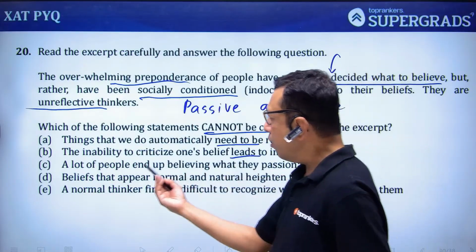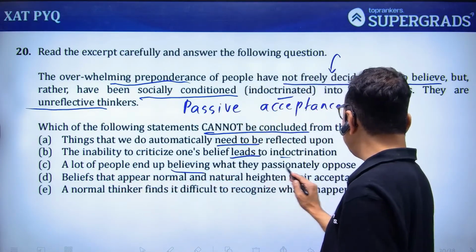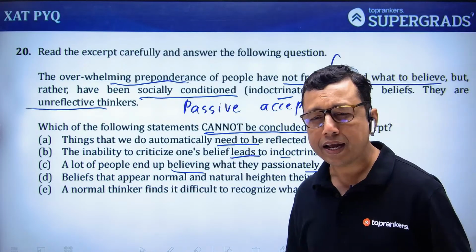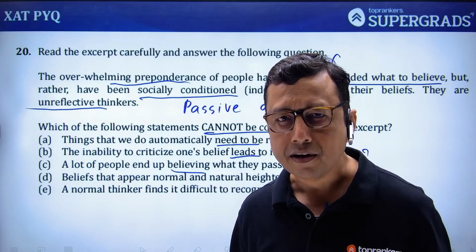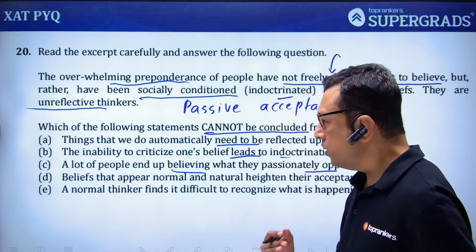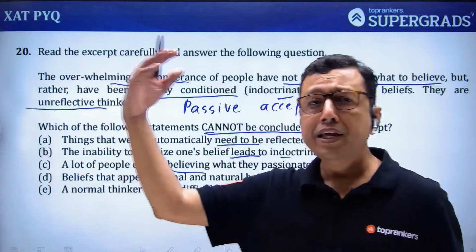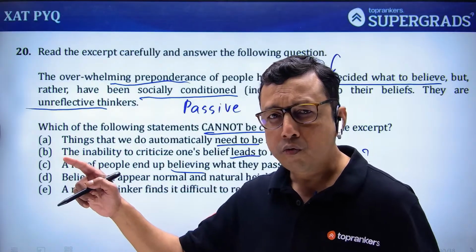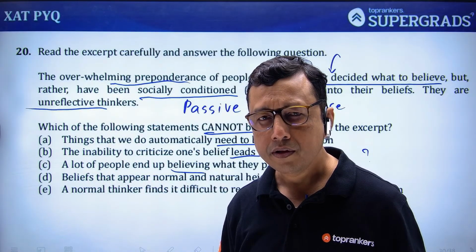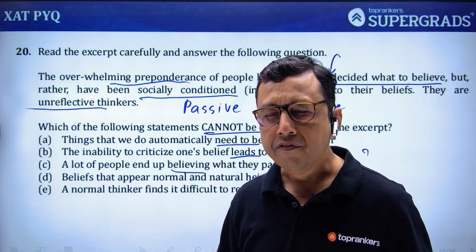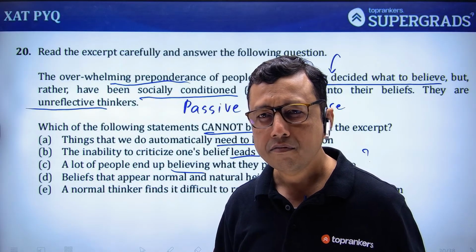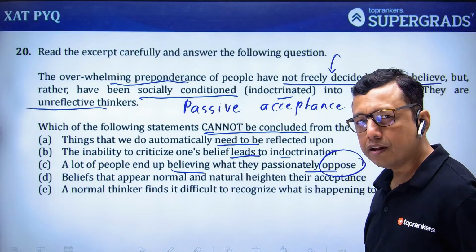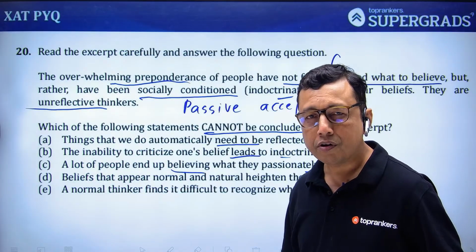Can be there. A lot of people end up believing what they passionately oppose. This is a big question mark here, right? Does the paragraph talk about an ironic reversal? Does the paragraph say that we believe what we oppose? Is that written in the passage? Or does it generally say that we are brainwashed to believe anything for that matter? But is the idea of opposition there? Is there a paradox or an irony here?